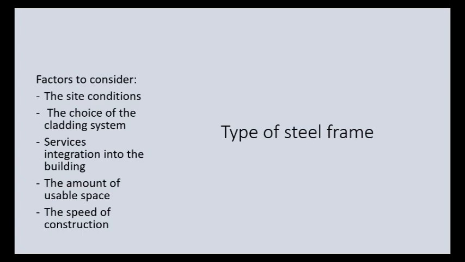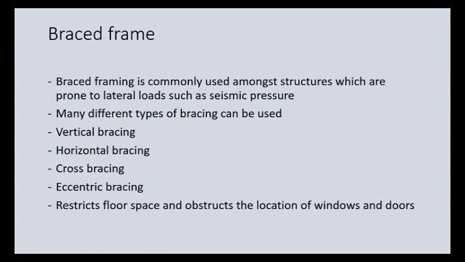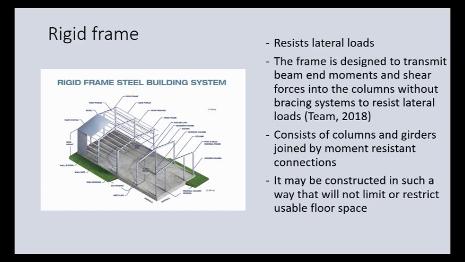Steel bracing is commonly used amongst structures which are prone to lateral loads such as seismic pressure. There are many different types of bracing methods that can be used, such as horizontal bracing, vertical bracing, cross bracing, and eccentric bracing. This type of steel frame, however, restricts the floor space and obstructs the location of internal windows and doors. A rigid frame resists lateral loads.